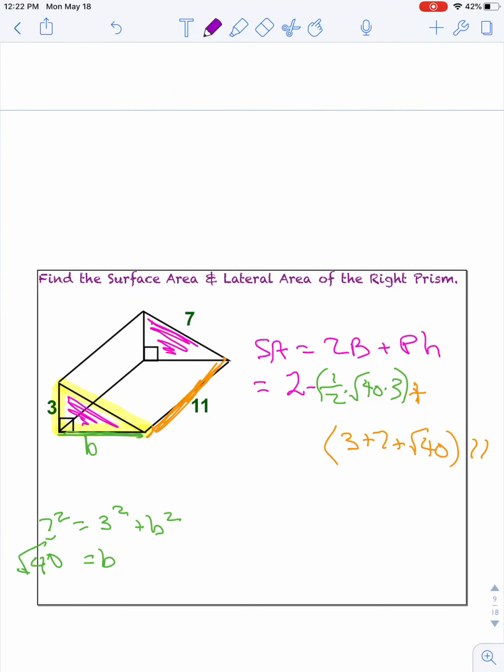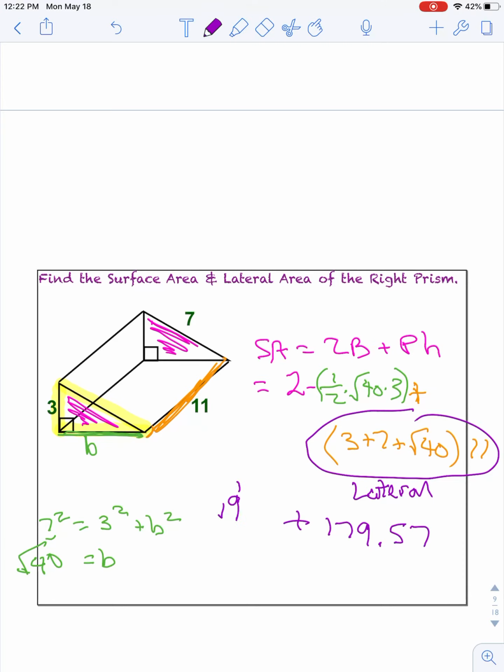So when we add up all these, if we want the lateral area separately, okay, then we're going to calculate this piece right here. This is our lateral area. And that happens to be 179.57. And then we're going to add it with the area of our base times 2, which is 19 point, or sorry, let's try that again.